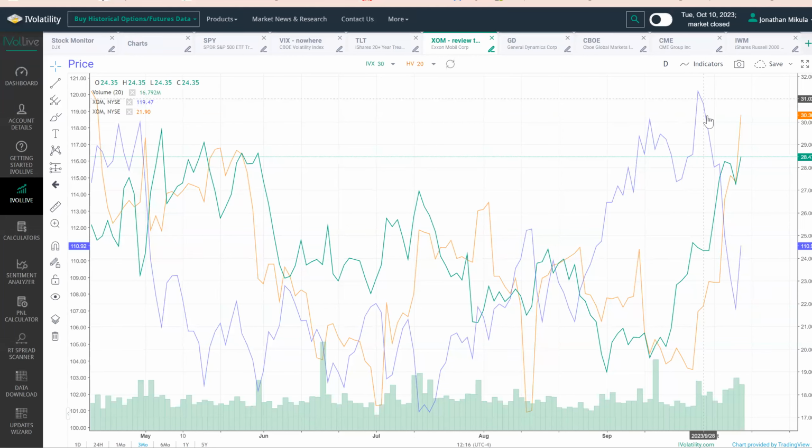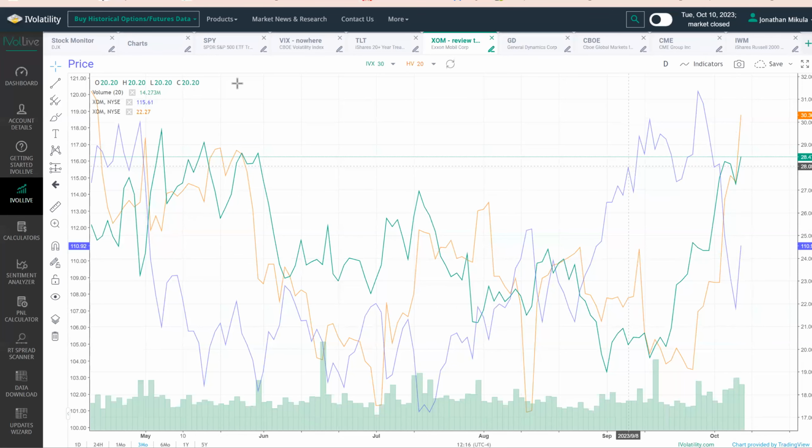And then what happened is we had this steep decline in oil, like a sell-off in oil, which led to a sell-off in Exxon, obviously. And while that happened, implied volatility went higher. Well, now after the crisis in Israel, we've seen oil in general shoot higher, which means Exxon has shot higher. So here we have a rising share price in blue, and a rising implied volatility in green.